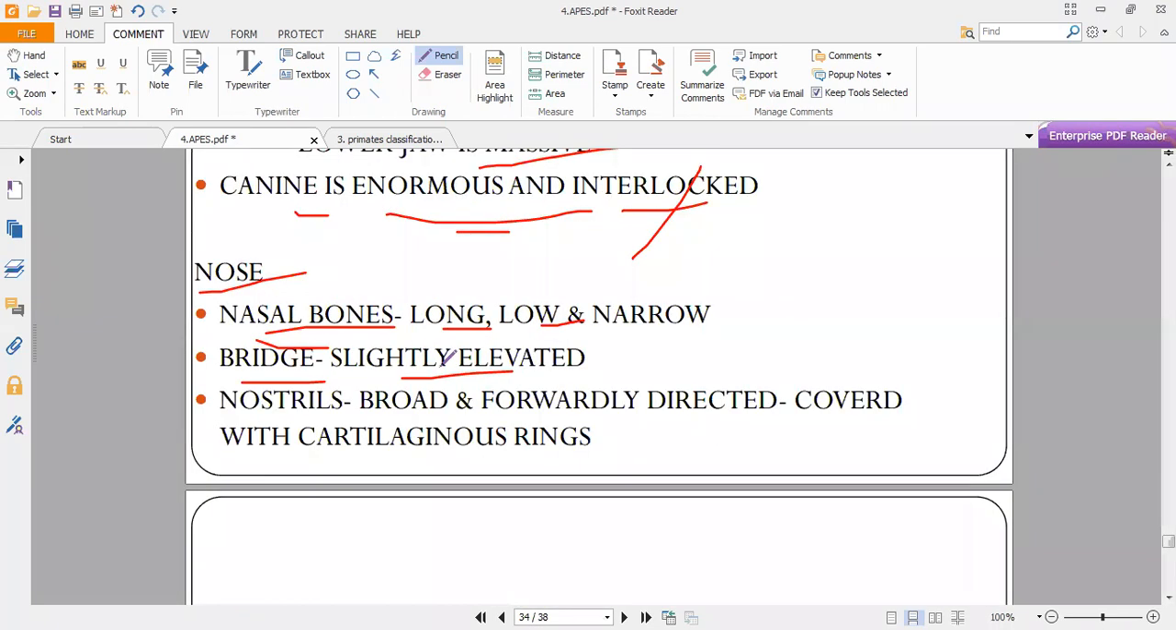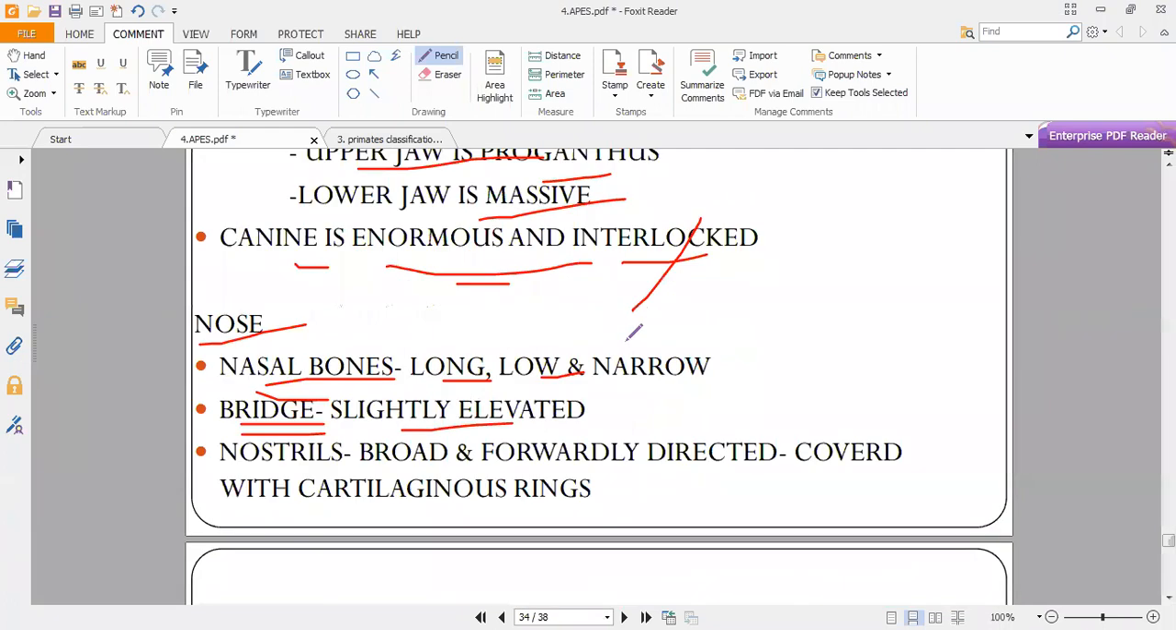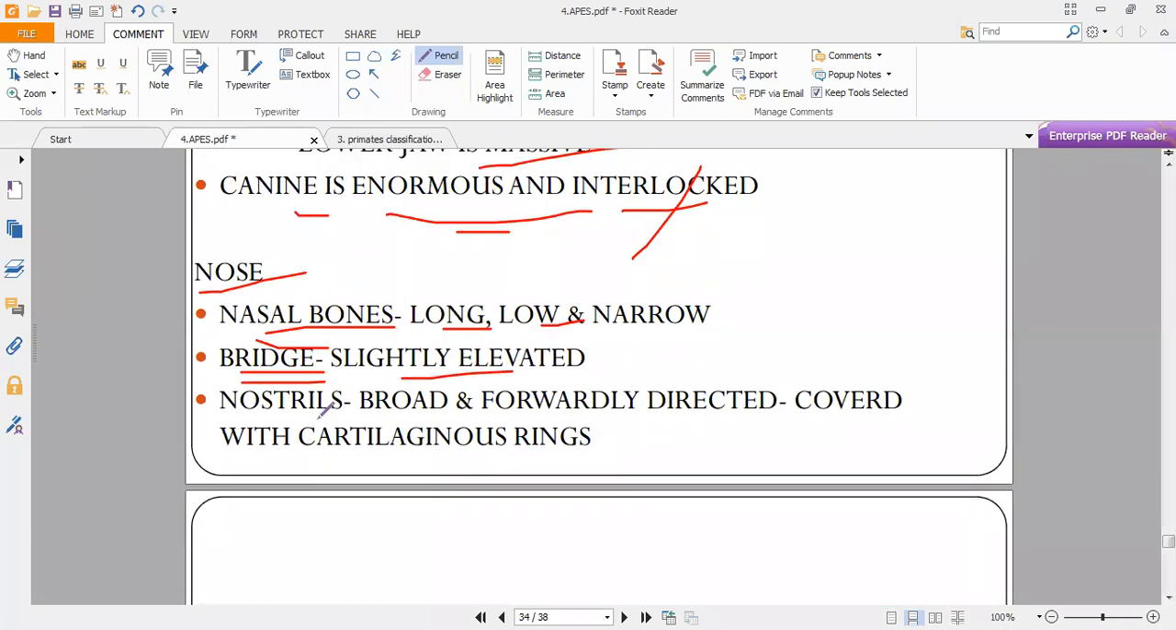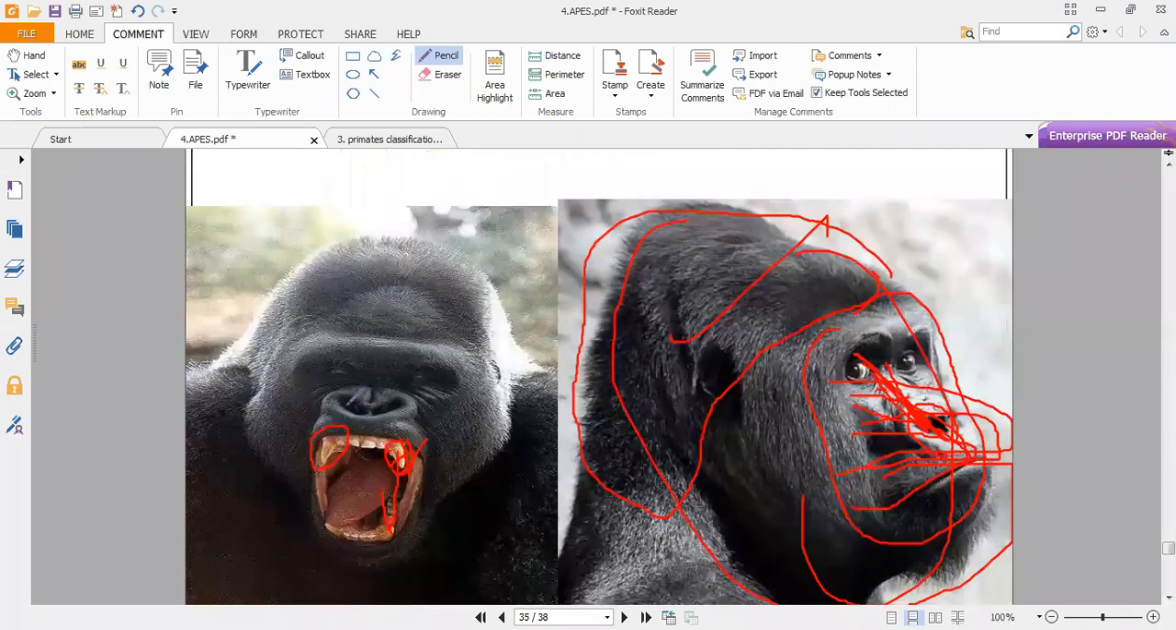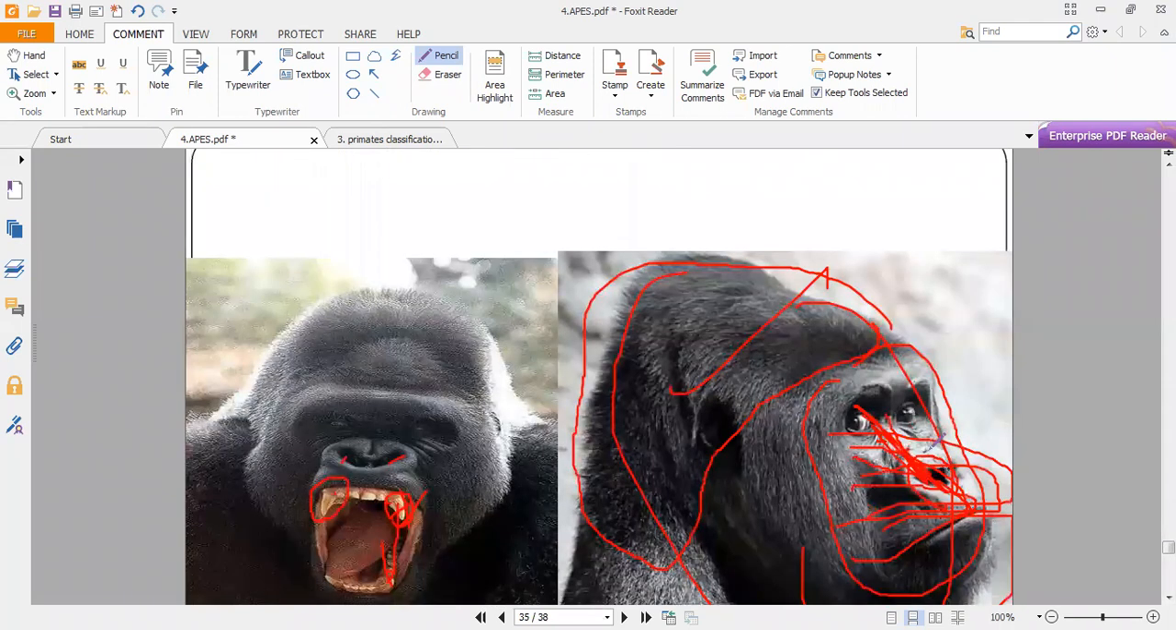The nasal bones. Sorry, bridge. This is called the bridge, right? This is the bridge of the nose. And the nostrils. Nostrils means the holes through which the air comes in and goes outside. So the nostrils are broad and forwardly directed.